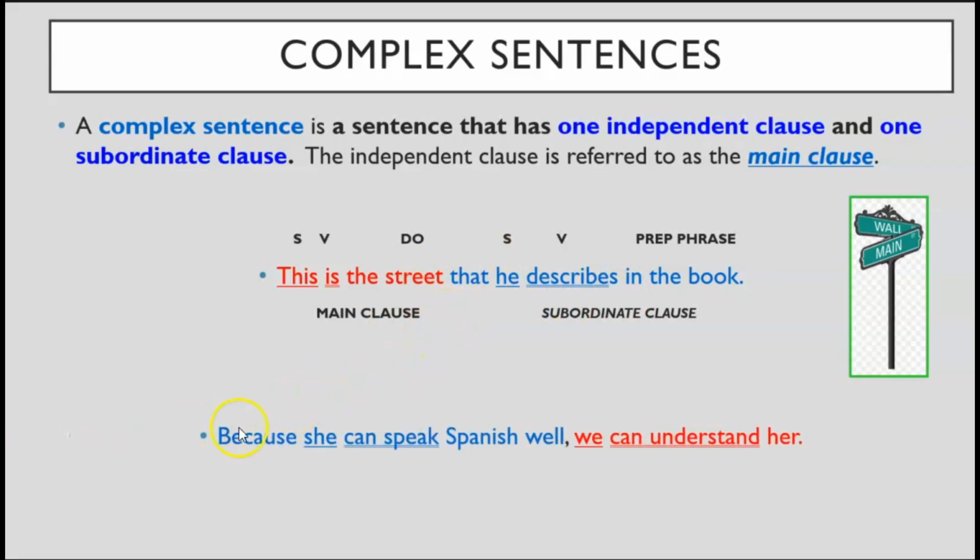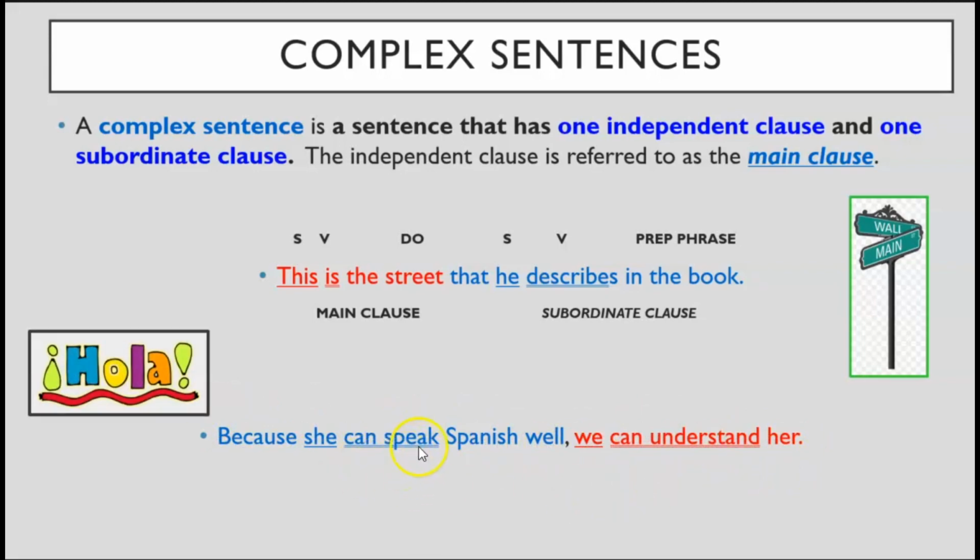Another example. She can speak Spanish well. Because she can speak Spanish well, we can understand her. Okay, so this is a perfectly fine sentence. I know often when we're going through elementary school, we're told don't ever start a sentence with the word because. If we just left it after the word well, because she can speak Spanish well, period, that would be a fragment. That's not a complete sentence. It's not a complete thought on its own. But when we add our independent clause, our main clause with it, we can understand her, now it is. So it's perfectly okay to start with because in this situation as long as we have the main clause here.